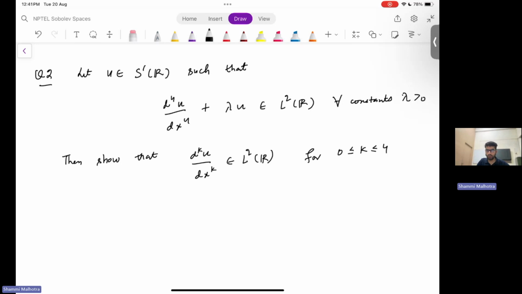So what we're doing here is, u is actually a distribution solution to this partial differential equation. And what we're trying to prove is that all the derivatives up to the fourth order are actually L2. So that basically means u turns out to be in the Sobolev space W^{4,2}, right? So 4 is the fourth order, and 2 implies that they are L2, that's the integrability. So that's our first way from distributions to the Sobolev space. So that's basically what we try to solve in this question.